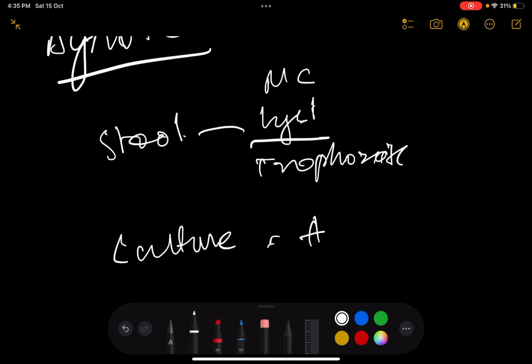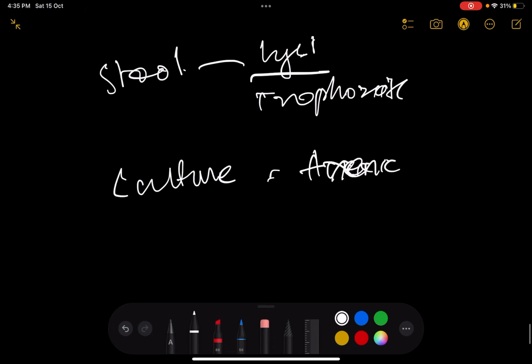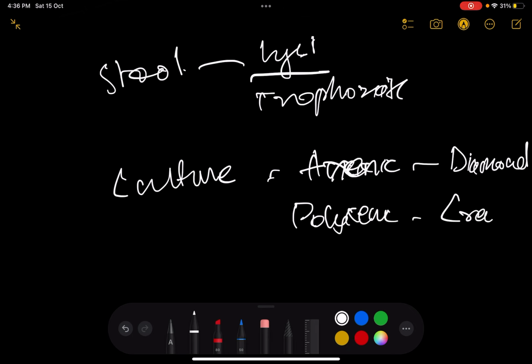You culture it on an axenic media. So there are two media, axenic media and polygenic media. There is Diamond's media, and polygenic media is your Craig's or Robinson media.